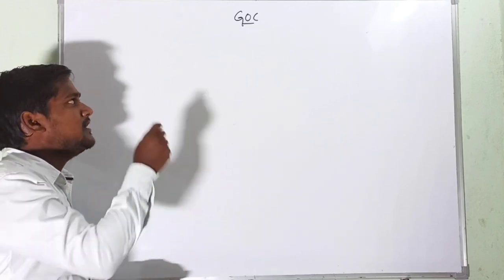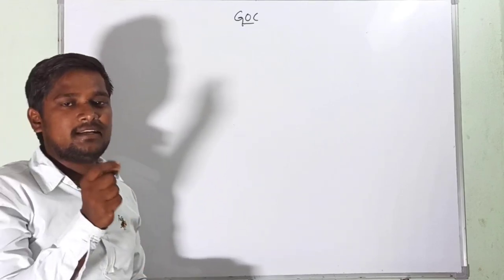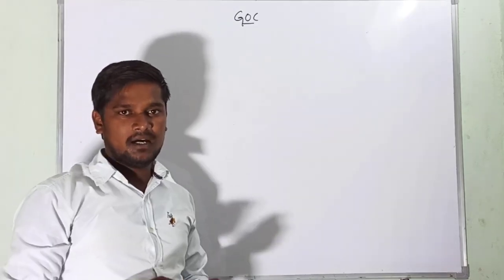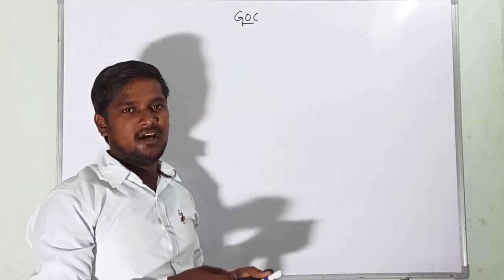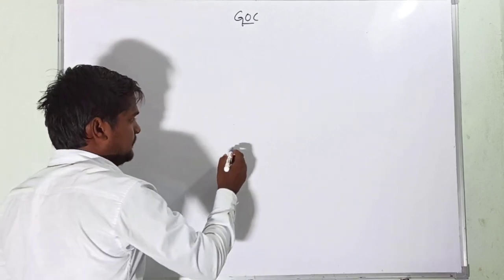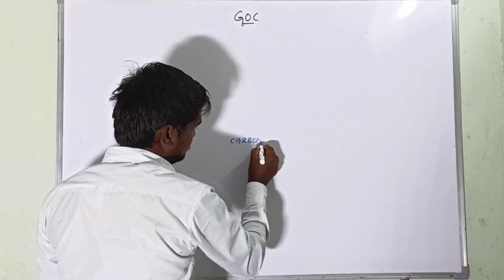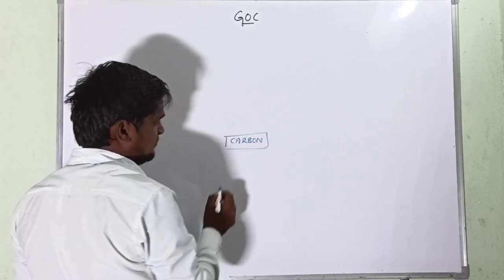Okay, so first of all, GOC is nothing but carbon and hydrogen related compounds. Carbon compounds are generally organic compounds. Now let's move on to the diagram. So here it is a carbon atom. This is the carbon atom.